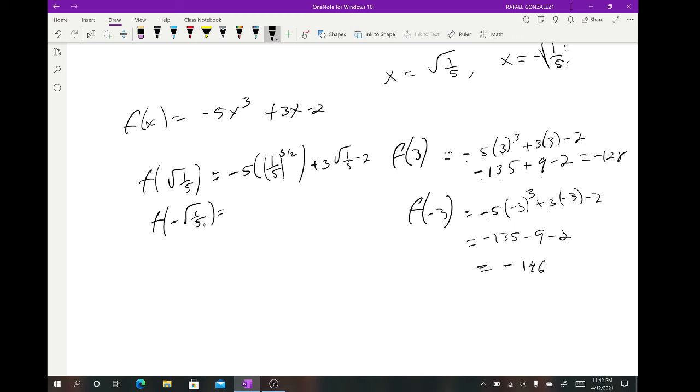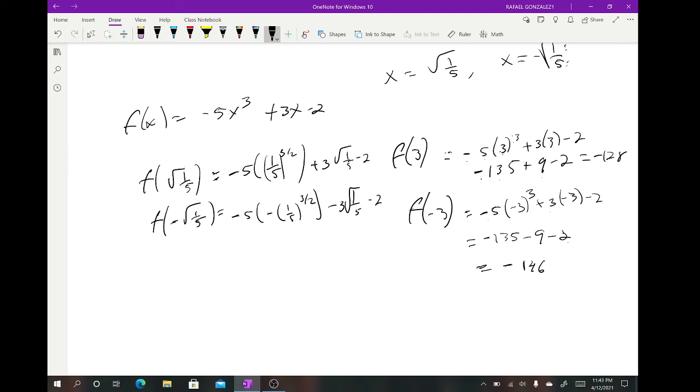And this ugly thing on this side is going to be negative 5 times negative 1/5 to the 3/2, not plus, minus 3 square root of 1/5 minus 2. Now here's the kicker for your exam. I'm not there with you in your homes. You are allowed a simple scientific calculator. So for a problem like this, which you do not have on the exam, you could use one.